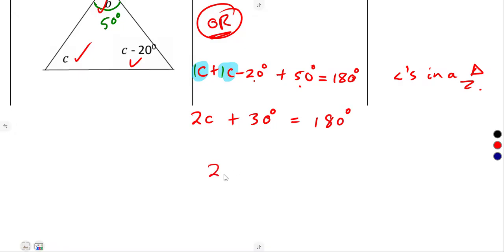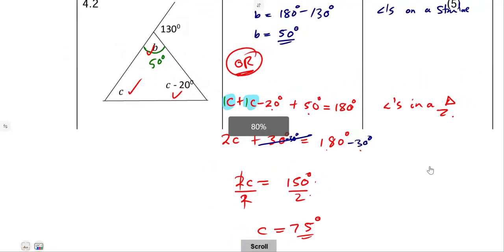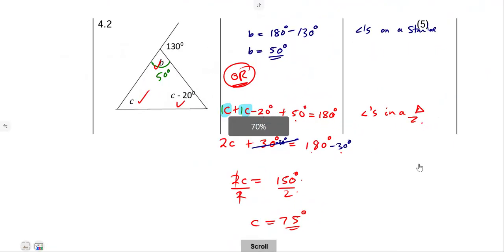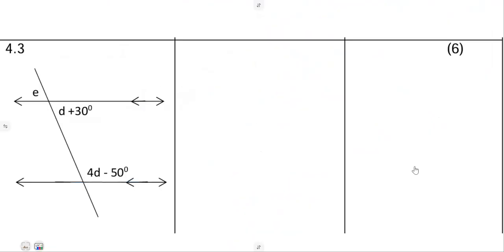So you're going to have 2C is equal to, take this to the other side, it's going to be a negative, or simply subtract 30 degrees since we are adding. So that's equal to what? 180 minus 30, which is 150, just like the previous case. Our C is going to give us 75 degrees if we divide 150 by 2. That is 75 degrees. All right, that is it. It's another way. There are so many ways.